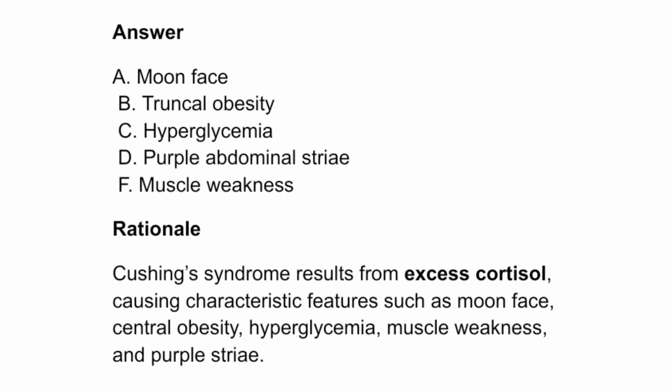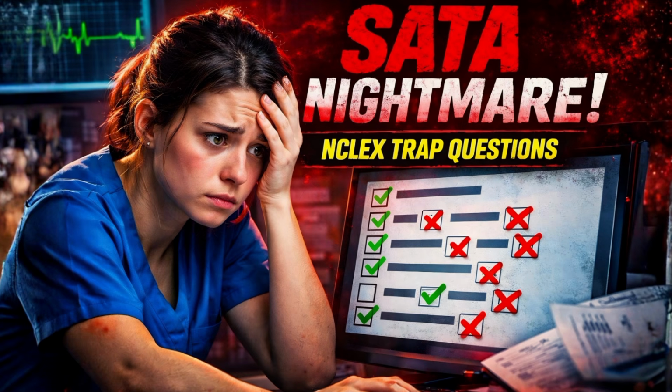Truncal obesity. C. Hyperglycemia. D. Purple abdominal striae. E. Muscle weakness. Rationale. Cushing's syndrome results from excess cortisol, causing characteristic features such as moon face, central obesity, hyperglycemia, muscle weakness, and purple striae. And that brings us to the end of Top 30 Hard SATA Questions, NCLEX Practice Test.